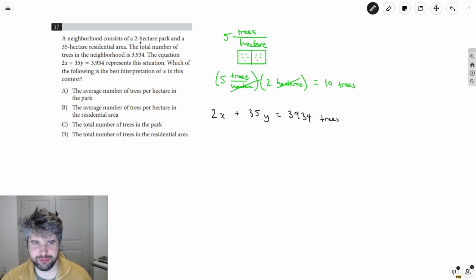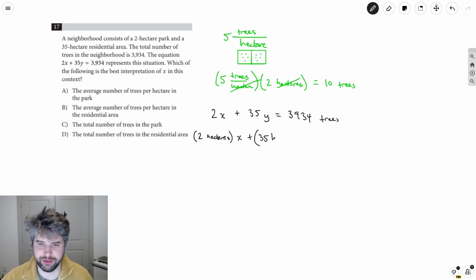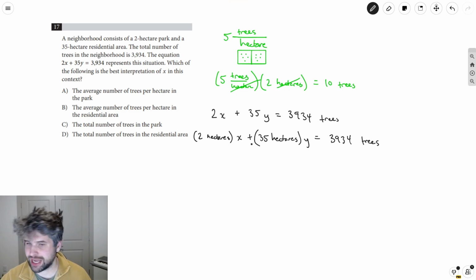Well, this 2 came from, it looks like, this 2-hectare park number. So this is the size of the park, and this 35 is the size in hectares of the residential area. So if we put units by this 2 and this 35, now we can rewrite this equation as 2 hectares times x plus 35 hectares times y equals 3,934 trees. So now let's address the question.